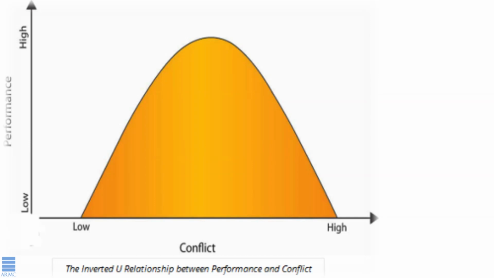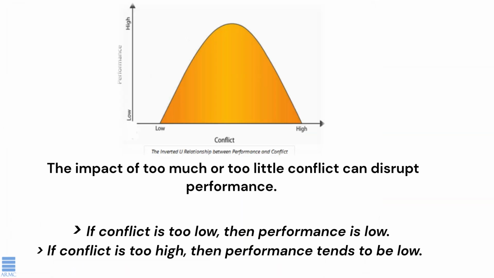So basically, conflict should be there. If there is no conflict, there is no development. Here we show a graph called the inverted relationship between performance and conflict. Graphically, it says that if conflict is too low, then performance is low, and if conflict is too high, performance also leans toward low. The end of the topic: conflict should be there, and it should be at a manageable level.